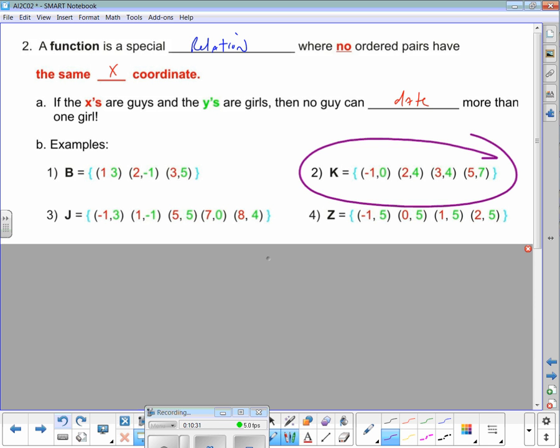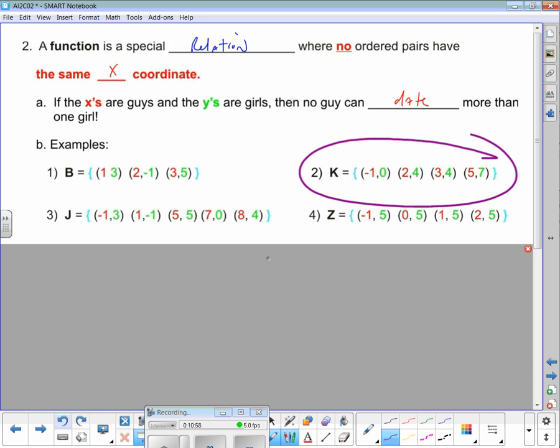Girl 4 happens to be dating both guy 2 and guy 3, but again, for it to be a function, that's not a problem. Now, let me pause right here and say what's going on. And so again, let me give you the big picture here on functions. You talk about functions, you talk about inputs and outputs. The x values are the input and the y values are the output. Think of a keyboard and you're inputting data into a computer.